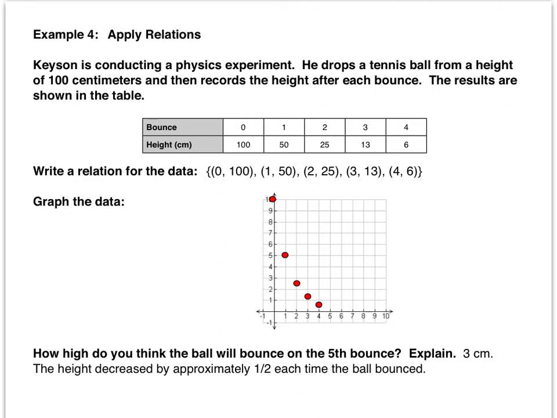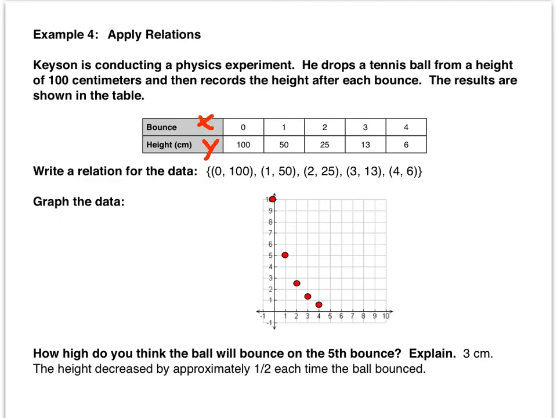So at 0 bounces, he's at 100 centimeters. At 1 bounce, 50. At 2 bounces, 25. At 3 bounces, 13. At 4 bounces, 6. We need to write a relation for the data. This is just like a table, so we have an x and y value, and we're going to set those into ordered pairs. So we have 0, 100, 1, 50, 2, 25, 3, 13, and 4, 6, and we've enclosed all of that in brackets.